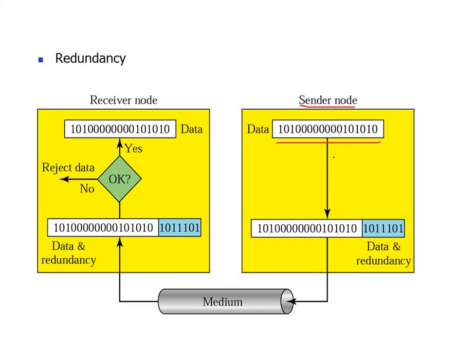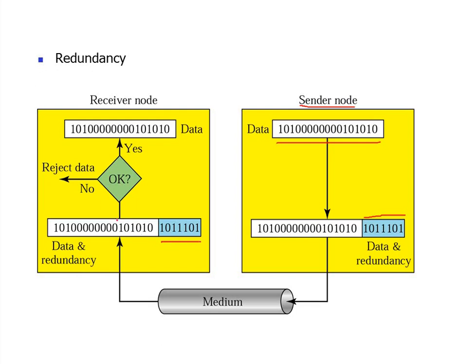When he wants to send the data, the sender will add some extra bits to that data. These extra bits, which are based on the data bits, are called redundant bits, and these redundant bits are used to identify, detect and correct the errors. The data is transmitted through the medium, and at the receiving end the data with redundancy bits is received.